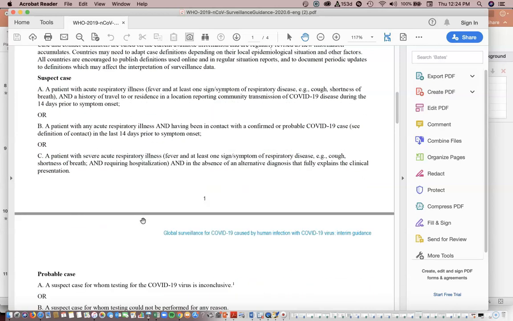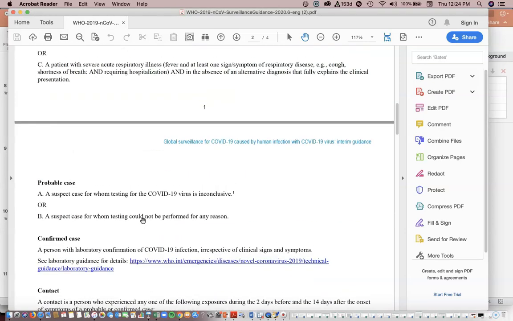They're just a suspect. Probable cases are cases where the suspect case is waiting for a test, a suspect case for whom testing could not be performed for any reason, or it's a person where the test has been done, but it was inconclusive.